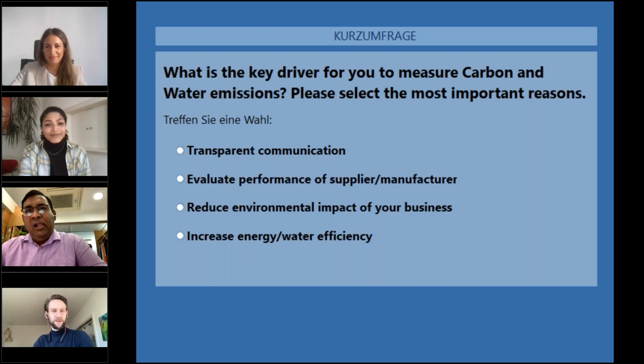What is the key driver for you to measure carbon and water emissions? We know this is kind of a tricky question because it might not only be one answer applicable to you, but please select the most important reason, the key driver for you, why you're interested in this topic.